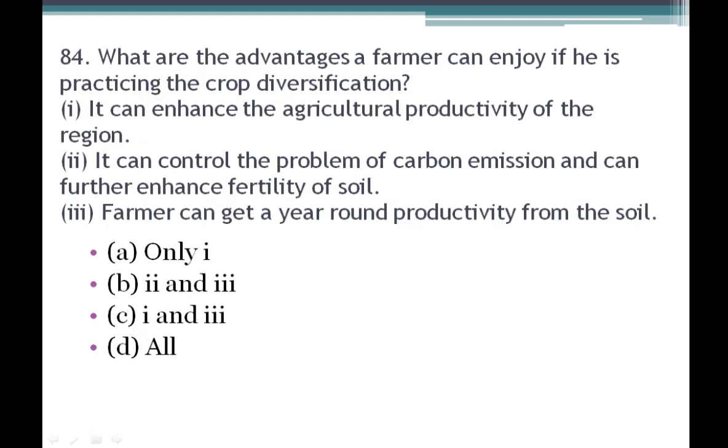Question number 84. What are the advantages a farmer can enjoy if he is practicing crop diversification? Number 1. It can enhance the agricultural productivity of the region. Number 2. It can control the problem of carbon emission and can further enhance fertility of soil. Number 3. Farmer can get a year-round productivity from the soil. The correct answer is option D, that is all of the above.